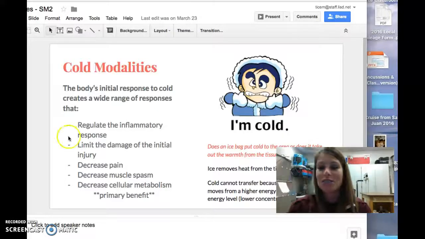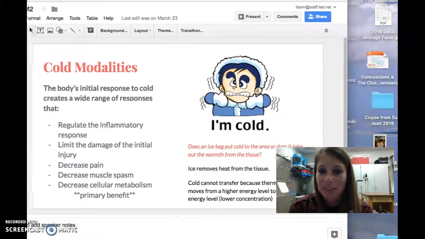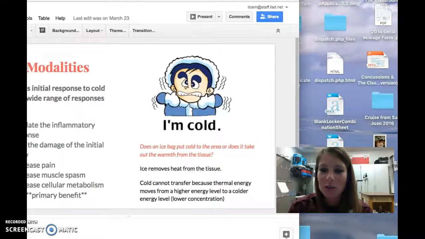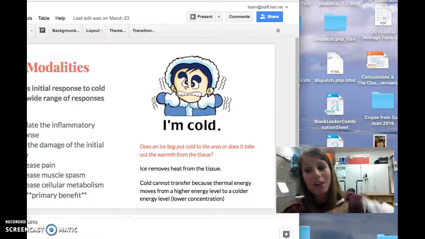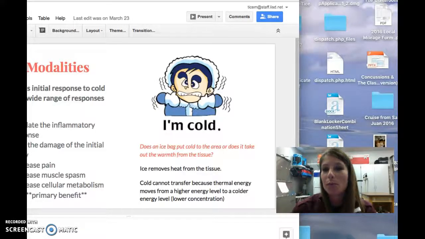Okay, so I'm going to drag my little box over here for a second. So I have a little question for you. Does an ice bag put cold to the area, or does your warm tissue warm up the ice bag? Or is it both? I don't know. Okay. So I feel like this is something that is important when we're figuring out what modality choice we're using. It's going to remove heat from the tissue, okay?